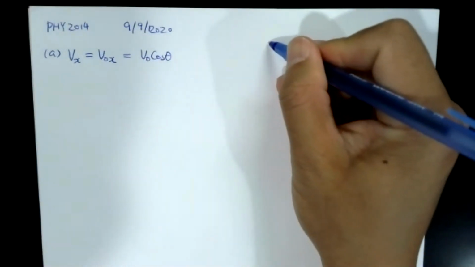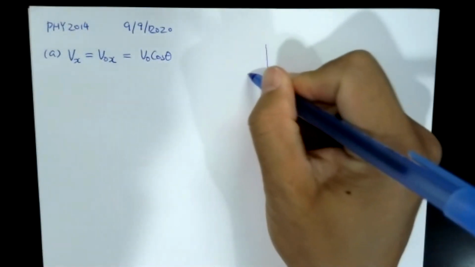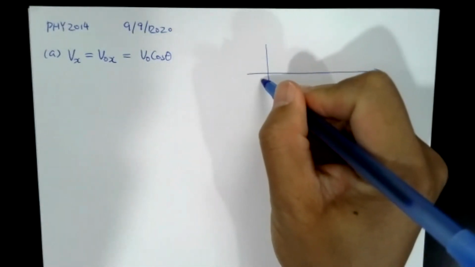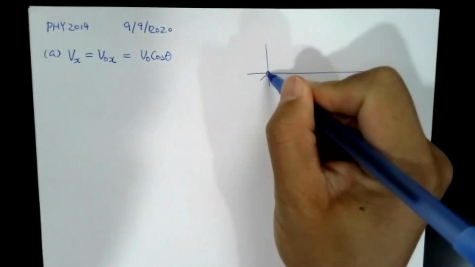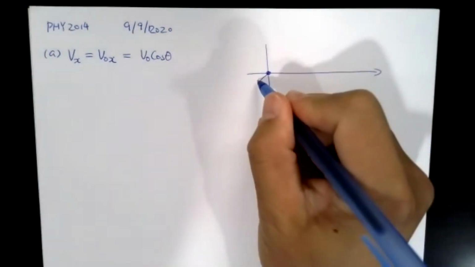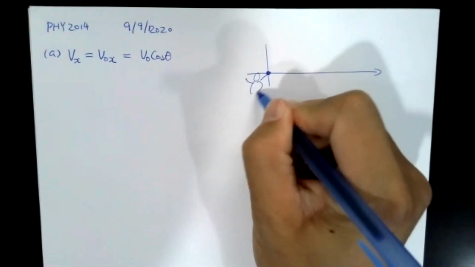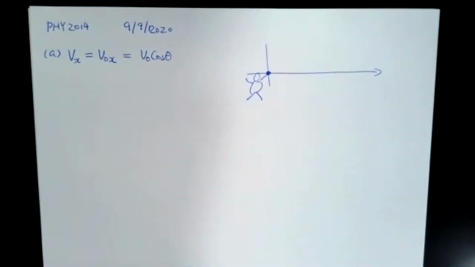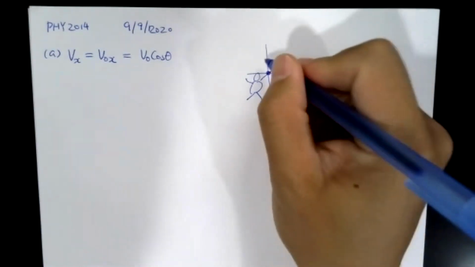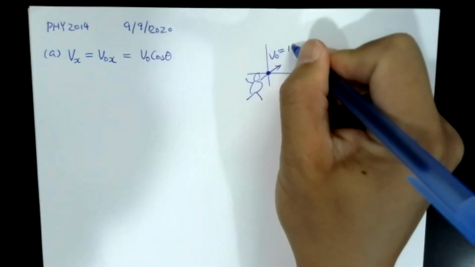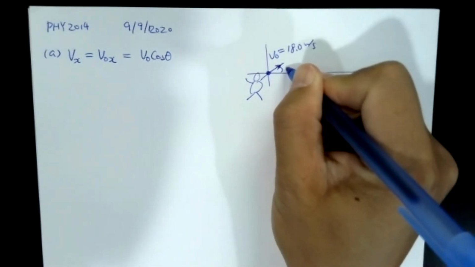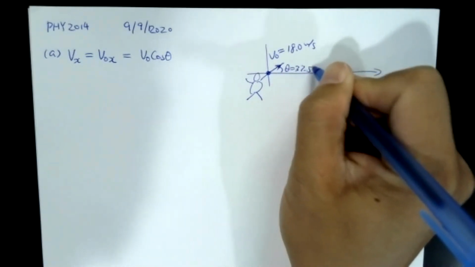So let me just do the sketch here. I'm going to take the original position of the ball as the origin. It's been thrown by the second baseman in that direction. V0, its magnitude, is 18.0, and this angle with the horizontal is 37.5 degrees.